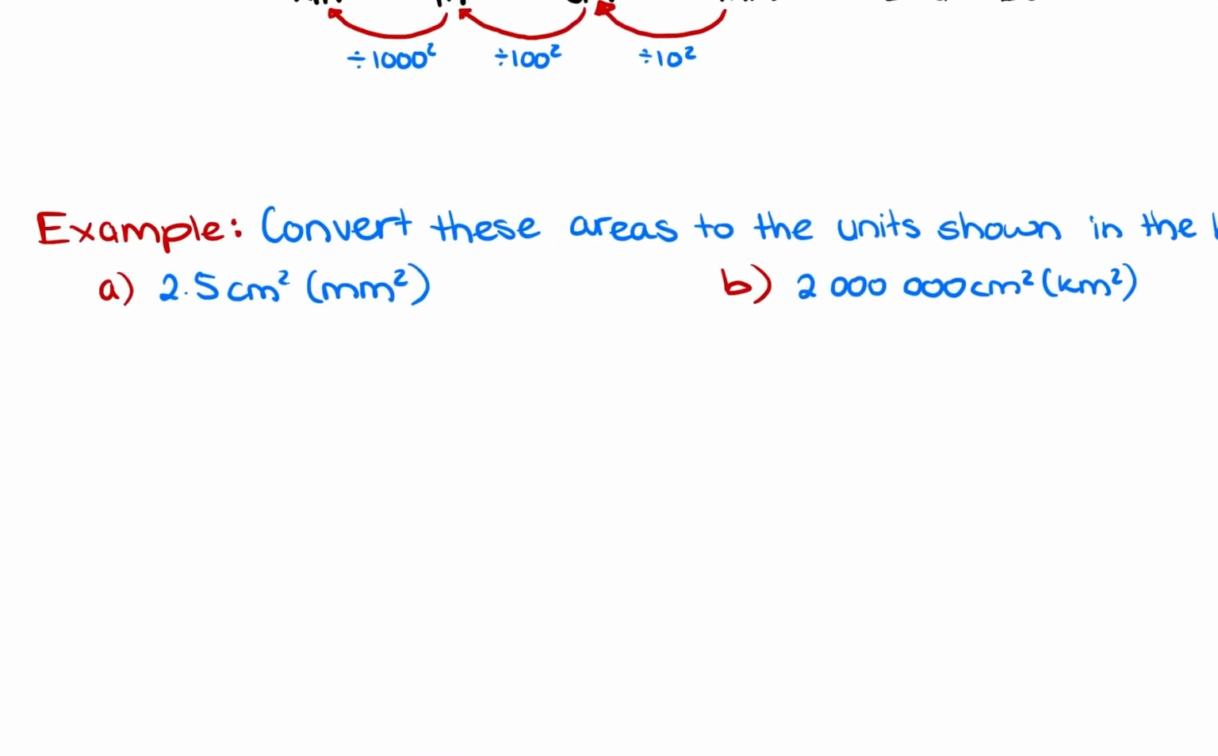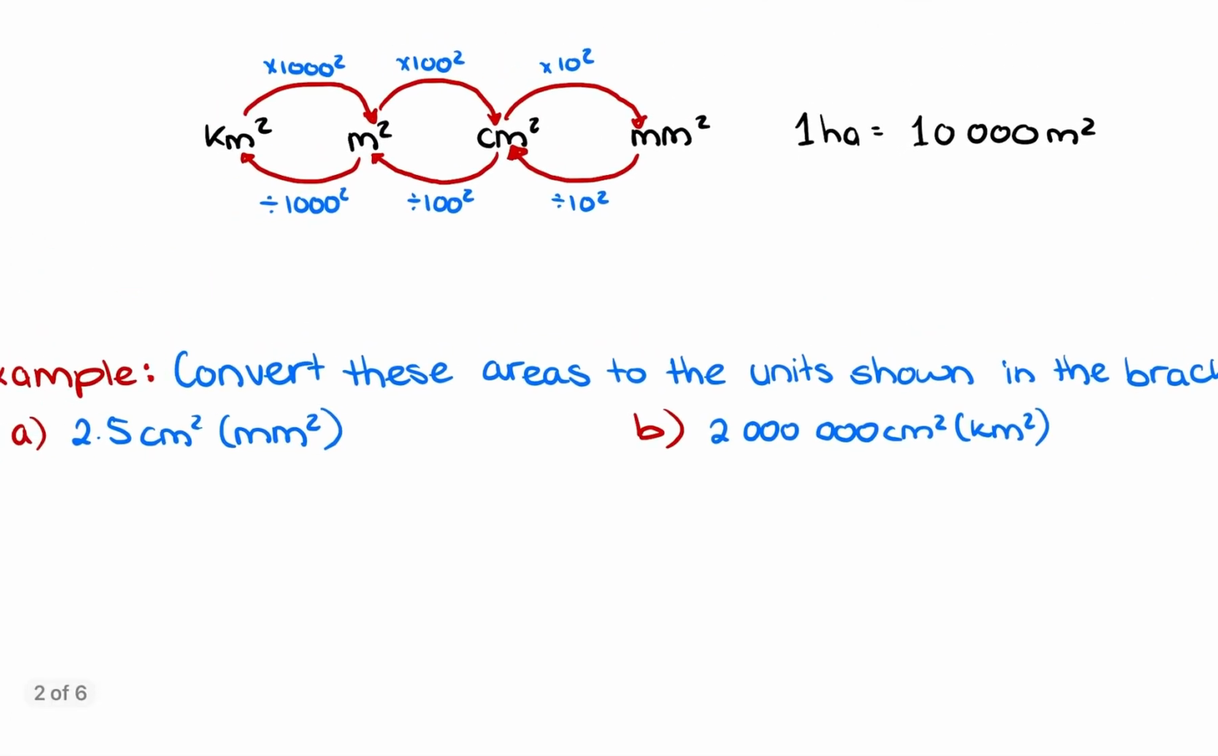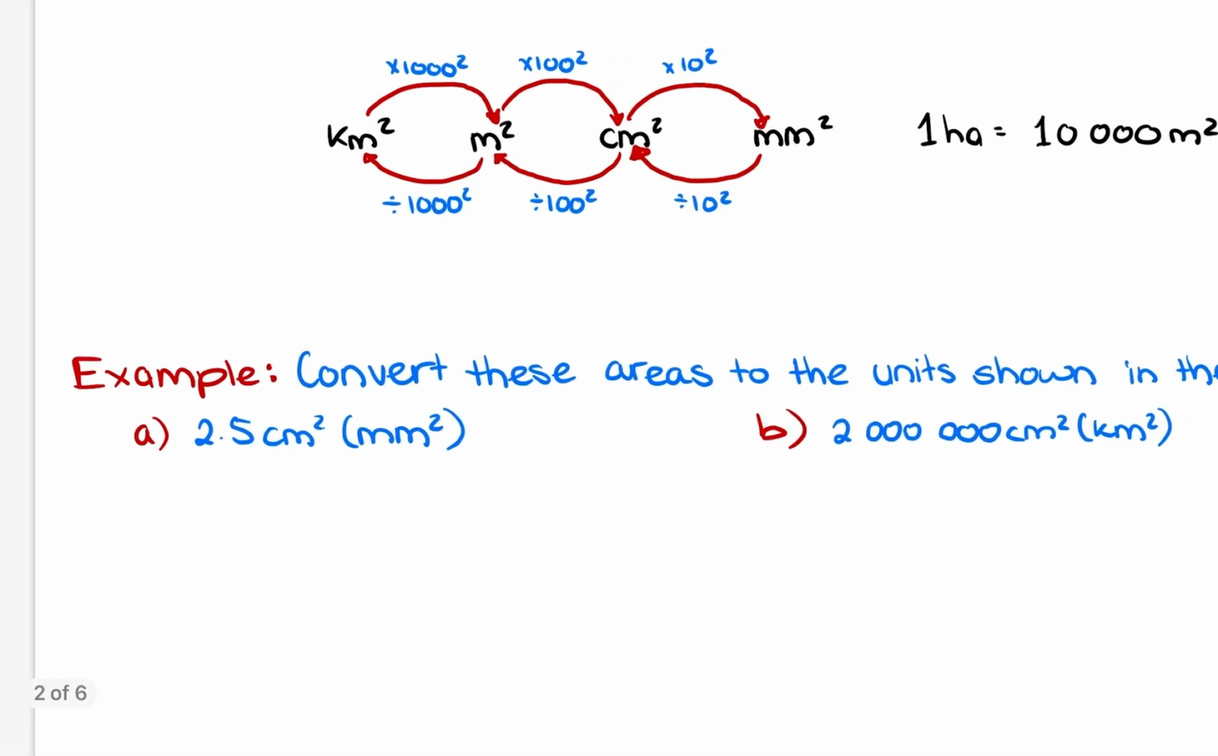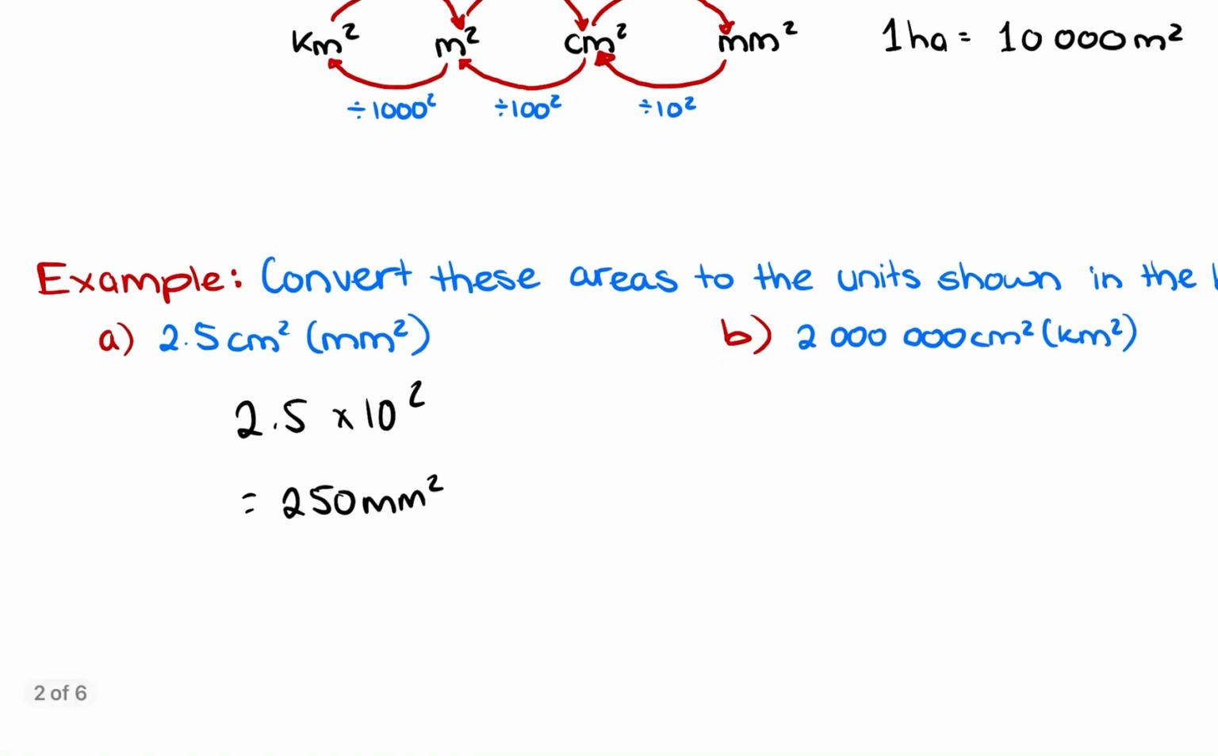It says we're going from 2.5 centimeters squared to millimeters squared. So if we're going from centimeters to millimeters, I'm going to times by 10 squared. So I'm going to go 2.5 times 10 squared. And then I put that in my calculator. So it'll be 2.5 times 10 squared, which just gives us 250 millimeters squared. Bam.